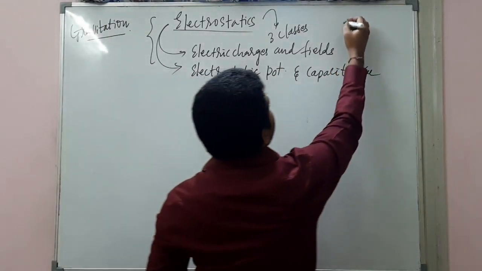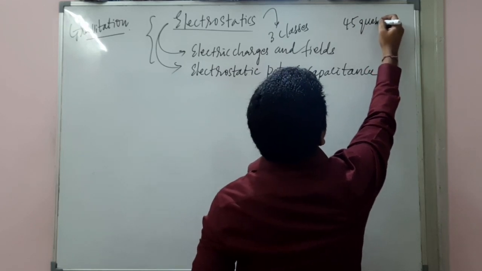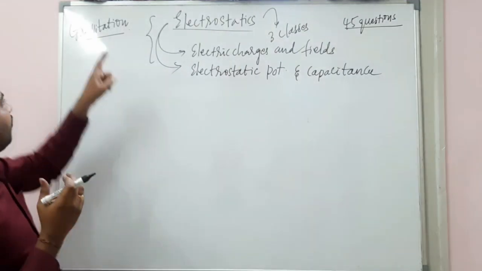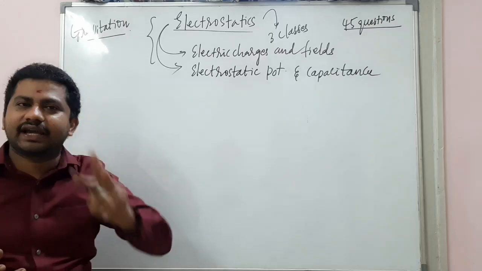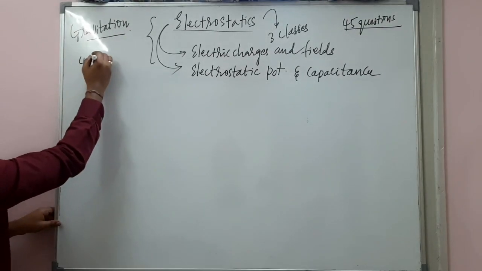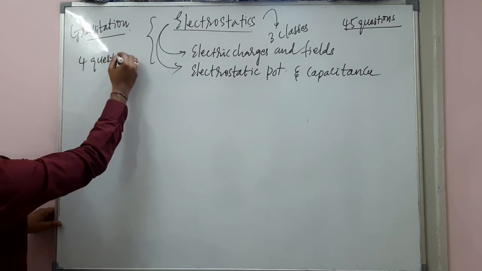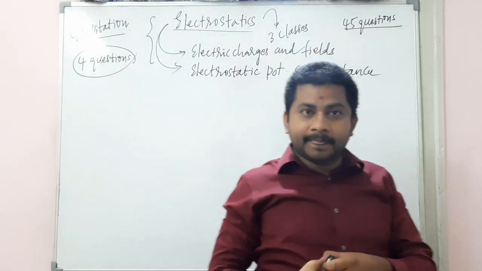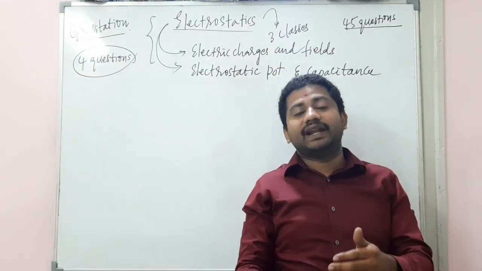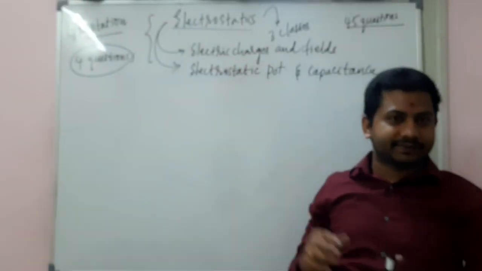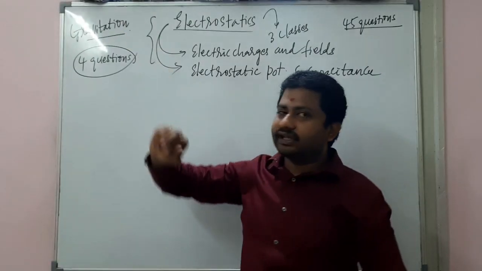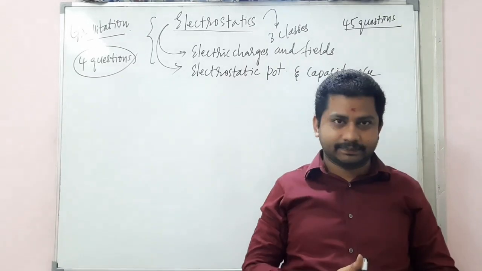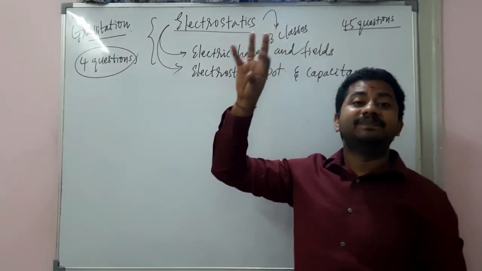Out of 45 questions in the NEET exam, carefully see, from these 3 chapters, you can expect 4 questions directly or indirectly. Indirectly means sometimes there may be a question related to the dimensions from these chapters. Here there is a universal gravitational constant. Most of the years the dimensional formula of capital G was asked. That's called indirect way of asking questions from these chapters.